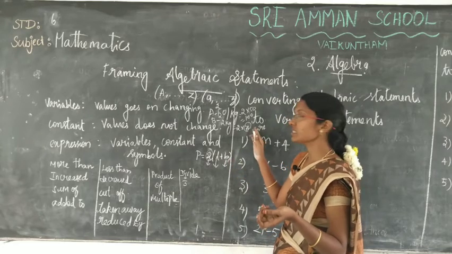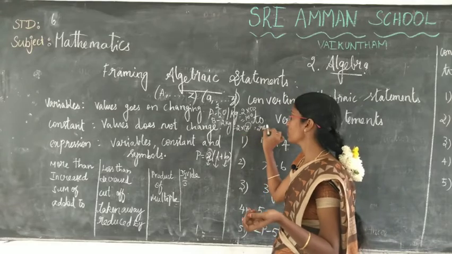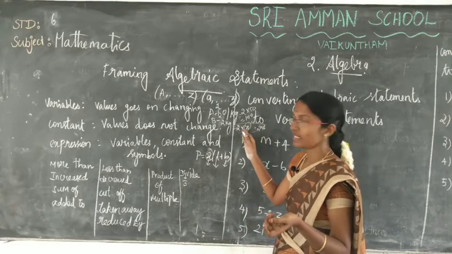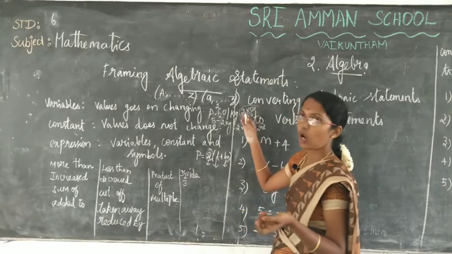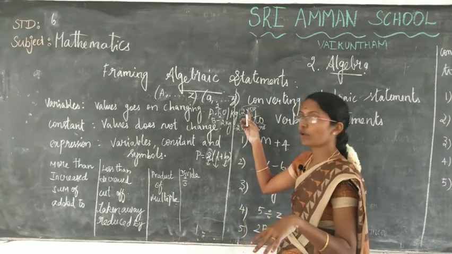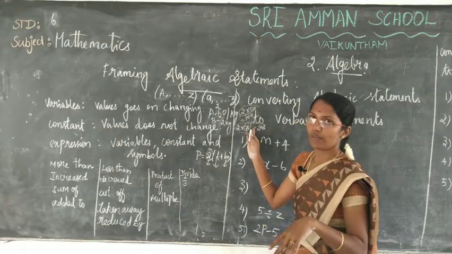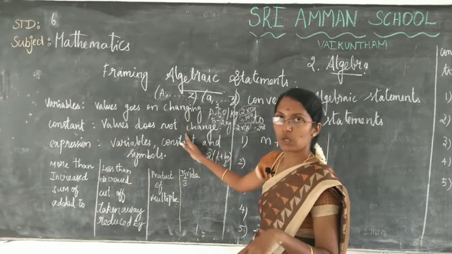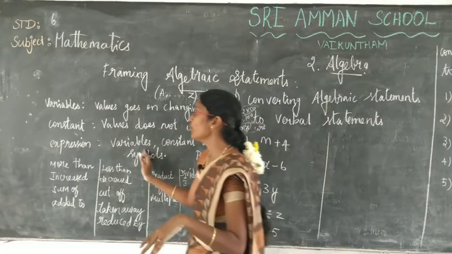So this is an example for variables and this is an example for constant. This price of 50 rupees doesn't change, so it is a constant, and x is a variable. Are you all clear about variables and constants? Okay, so let us move on to expression.